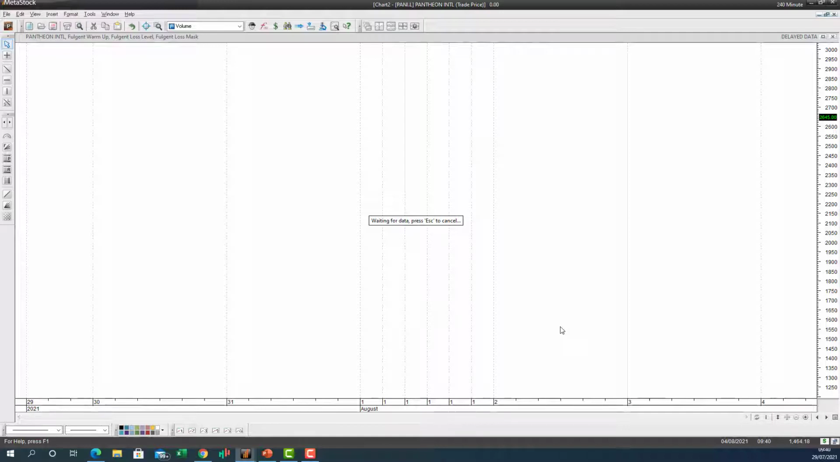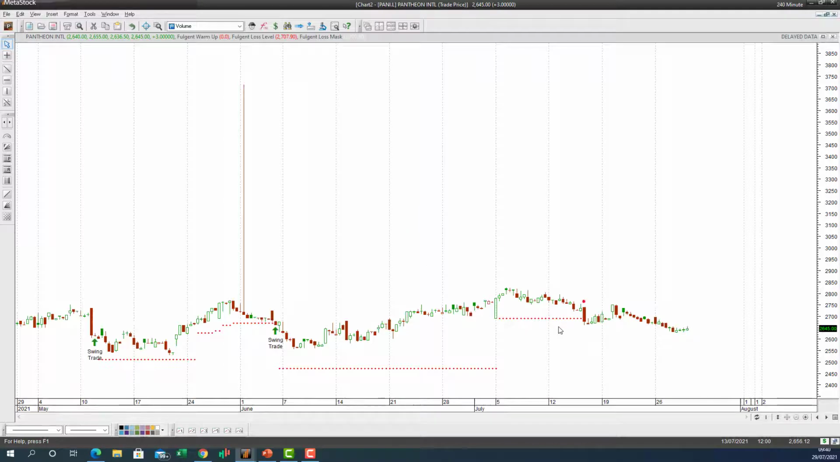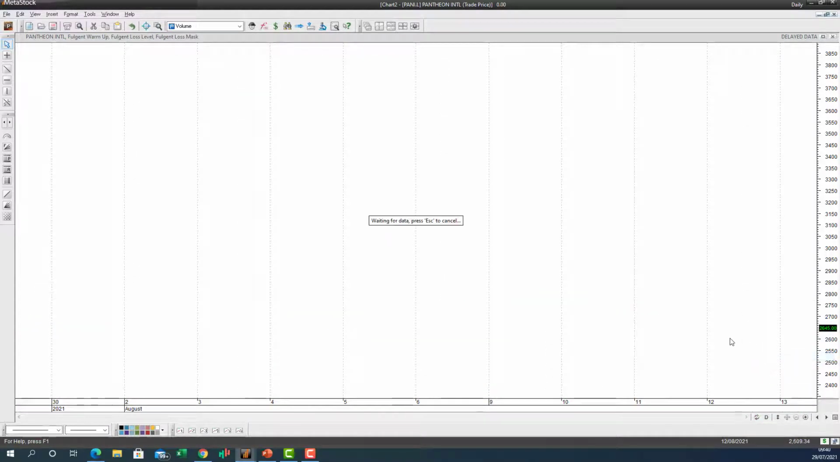So this one's still a long, and the trading stop loss is added to the chart. Takes a while to load. Swing trade here, you can see even on an intraday basis, one can do a lot of short-term, high-frequency swing trading.